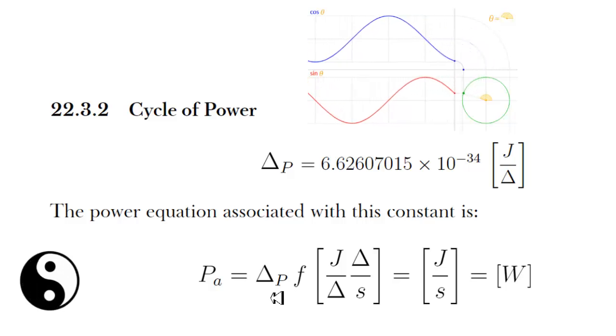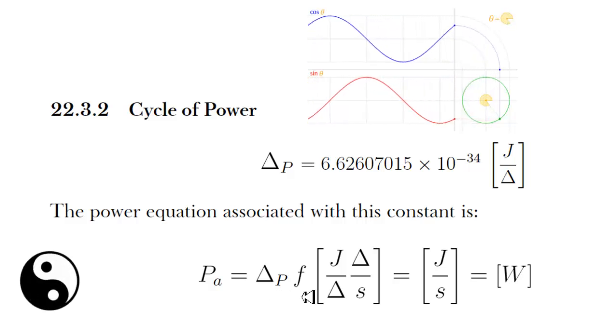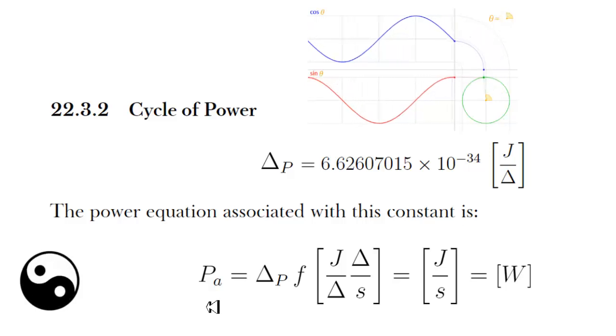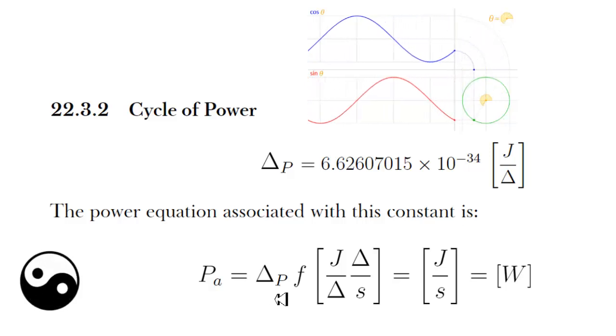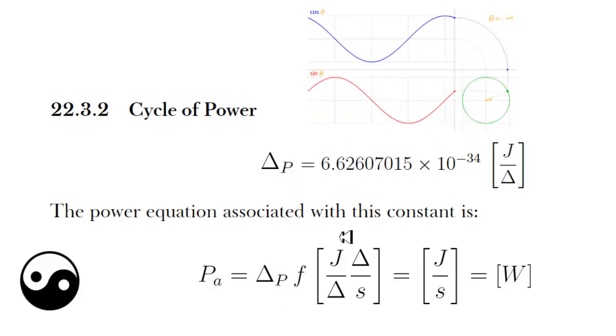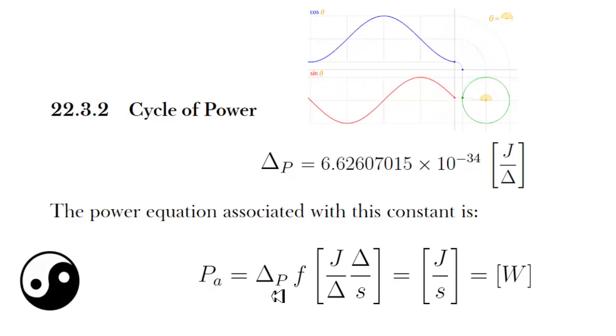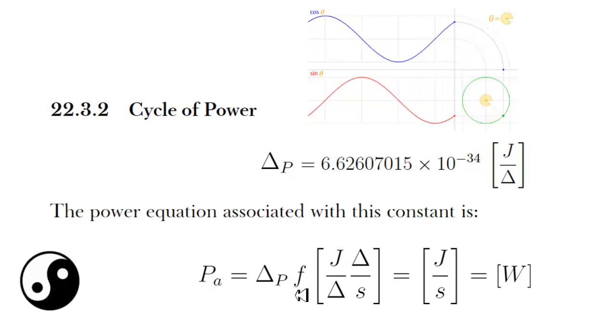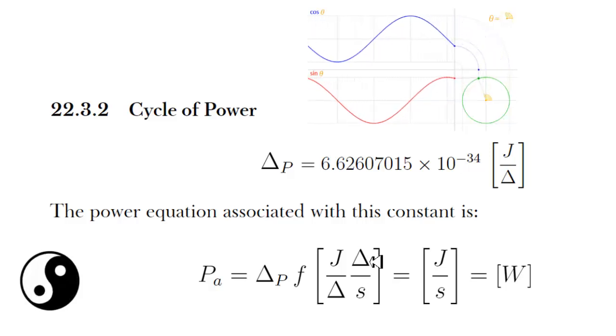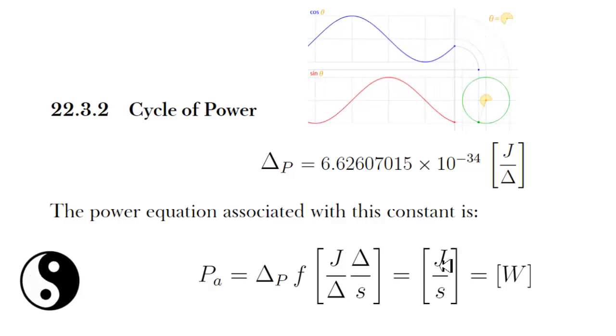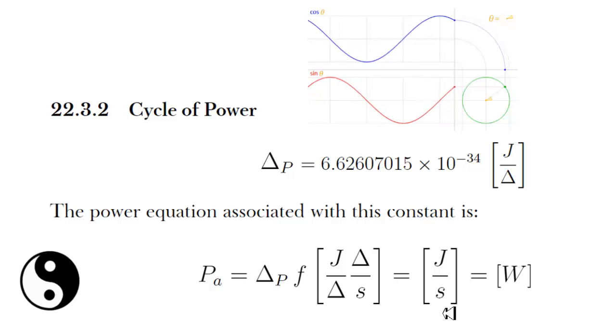I multiply this delta P by the frequency term. So this is E equals HF, but written in terms of power. And so the constant has units of joules per cycle. Frequency has units of cycles per second. The cycle terms cancel, and you end up with joules per second, the units of power.